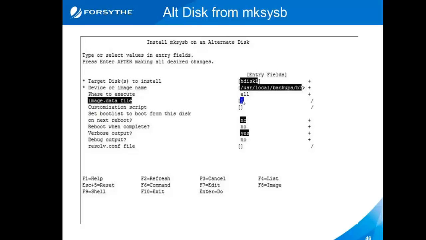And I could, if I wanted to, you can see the piece in blue, provide it with an image data file. I have actually changed it here. I told it not to set the boot list to boot from this disk on the next reboot. I think it defaults to yes. So if you don't want it to reboot from the new alternate disk image the next time you reboot, then you want to make sure you make that no. And I always do verbose output.